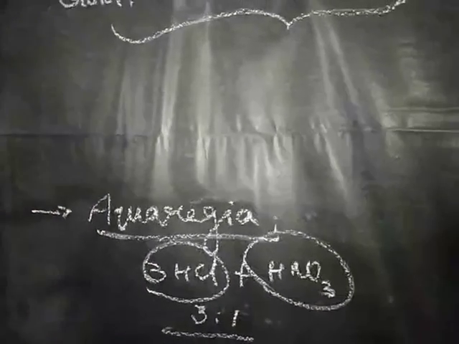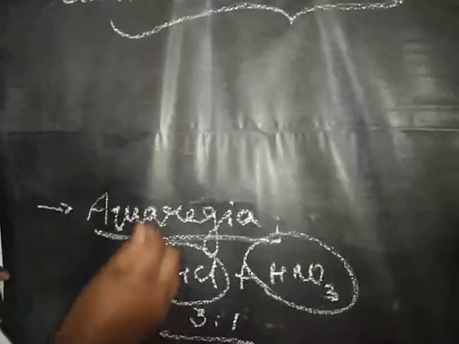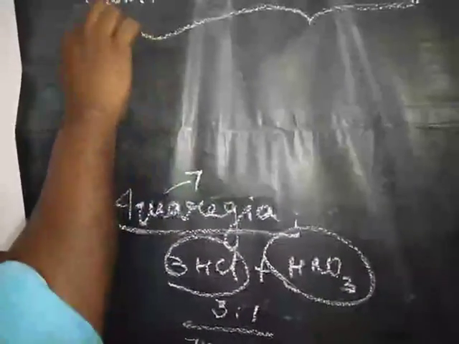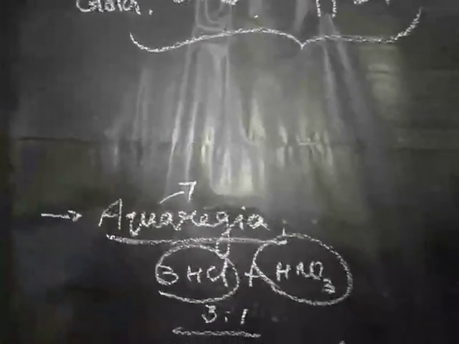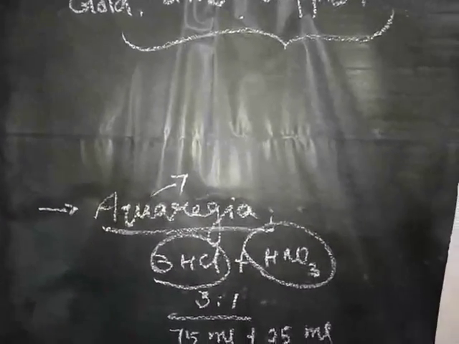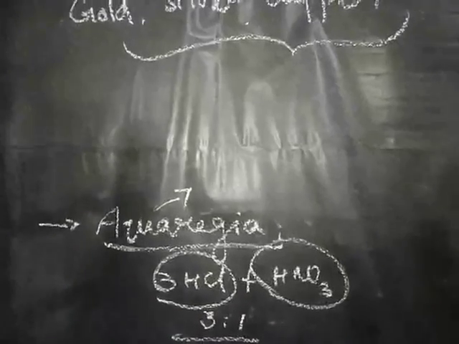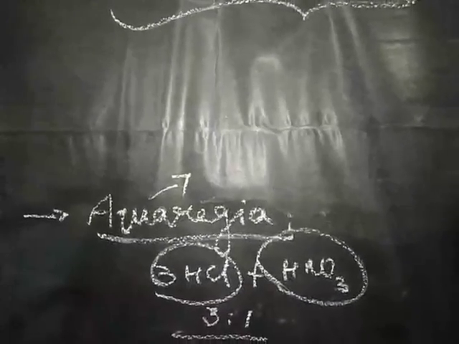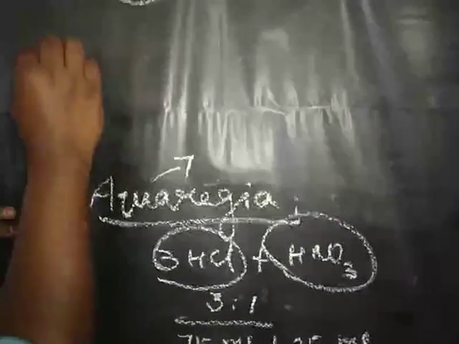So what is the use of aqua regia? We may prepare aqua regia solutions, and with the help of that solution we can dissolve these types of metals: gold, silver, copper, platinum, palladium. Next, the properties and uses of aqua regia.